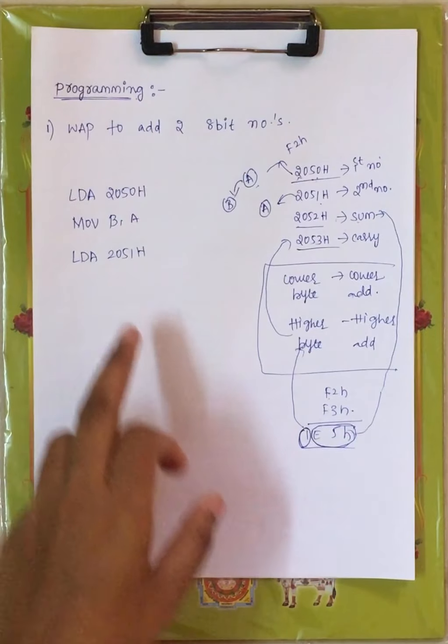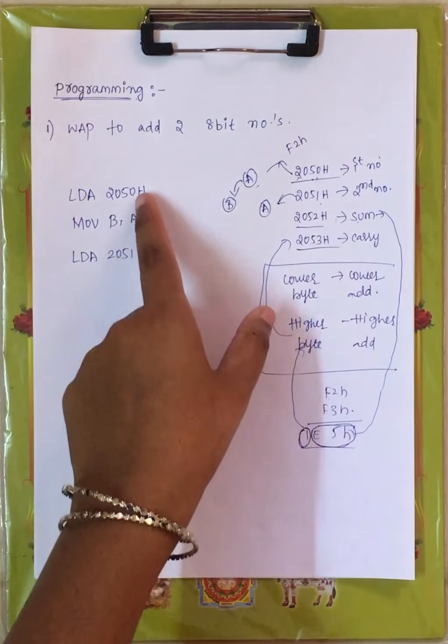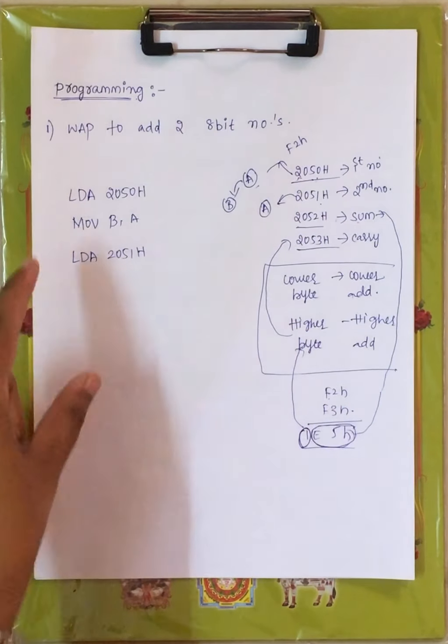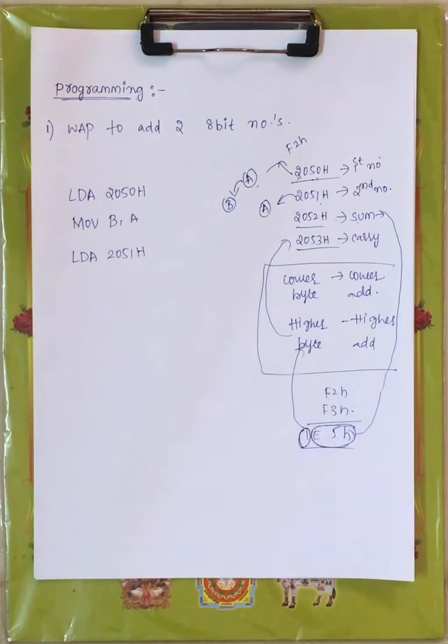You may get a doubt: in order to follow these two instructions, why can't we write LDB 2050H? We don't have any such instruction. If you observe the data transfer instructions, we don't have any instruction directly loading the contents of a memory location to any of those 8 registers.